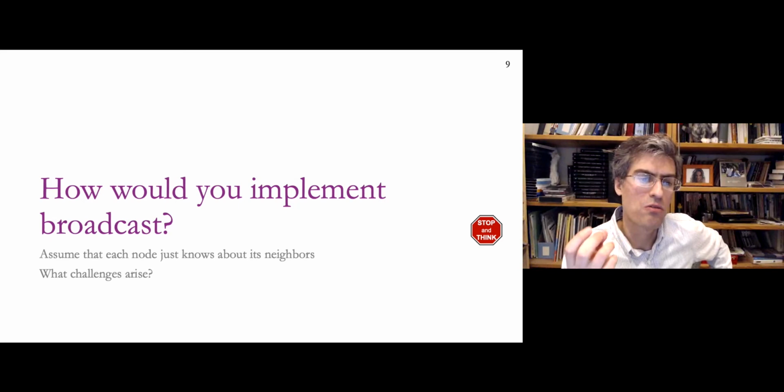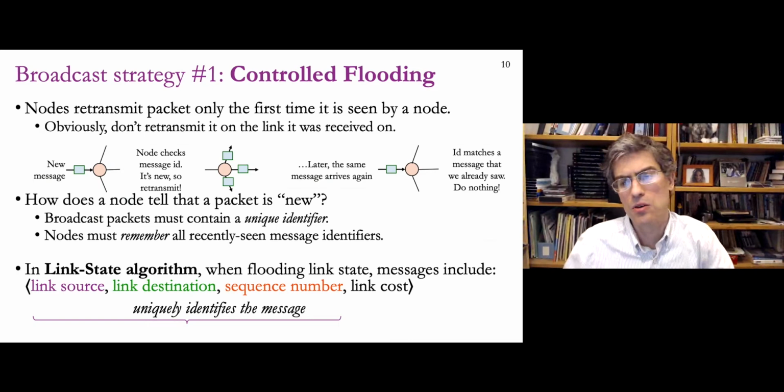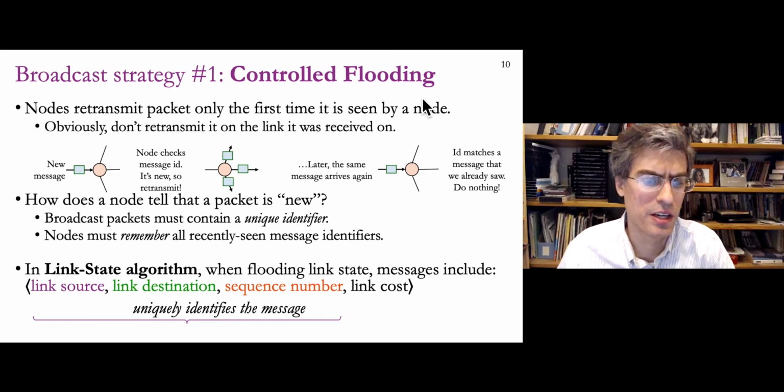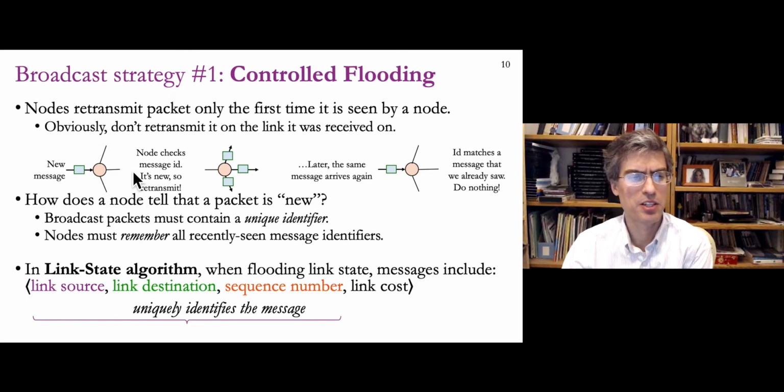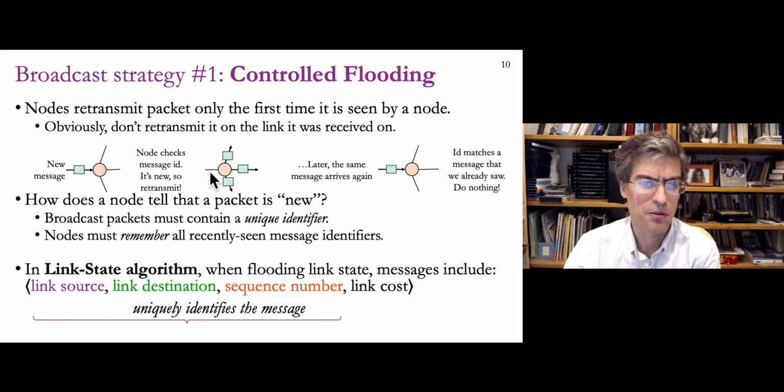Okay. So the first strategy, and this is actually the strategy that you should implement in the link state algorithm in your project, is called controlled flooding. So we flood, which means that when a message comes in, we send it out to all of the other neighbors, all the other links except for where it came in. So nodes retransmit packets the first time they're seen by a node, but only the first time.